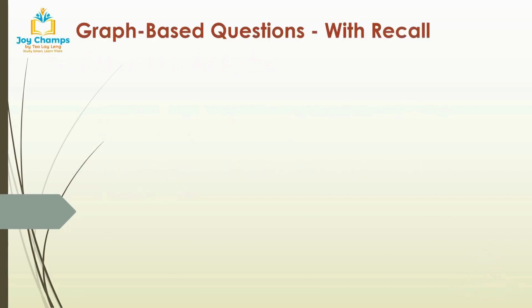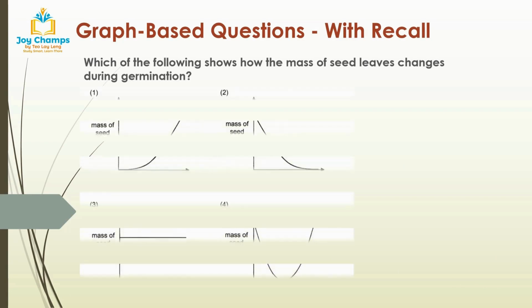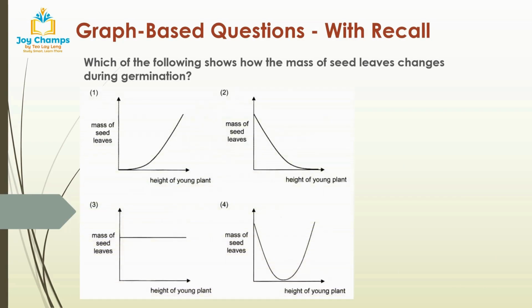Let's dive into today's question, a graph-based question with recall. The question reads like this. Which of the following shows how the mass of seed leaves changes during germination? 4 graphs are presented. You have to pick out the correct option. Now, in order to do this kind of graph-based question, you must be able to recall certain science concepts so that you will be able to pick out the right answer.